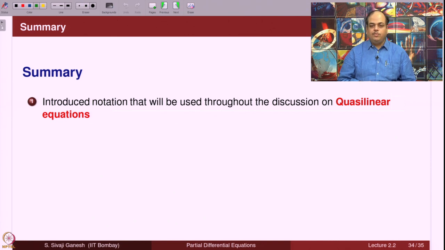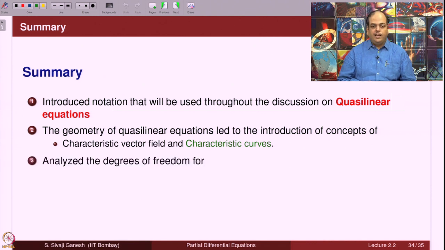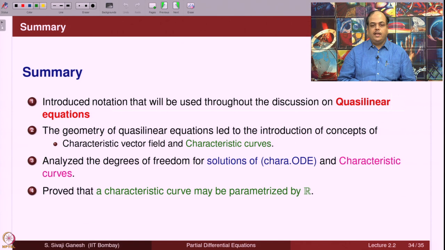Let us summarize what we did today. We introduced the notations that will be used throughout the discussion on quasilinear equations, and then we discussed the geometry of quasilinear equations, which led to the introduction of the concepts of characteristic vector field and characteristic curves. We analyzed the degrees of freedom for solutions of a characteristic ODE and characteristic curves. We proved that a characteristic curve may be parameterized by R. So, using this geometry of quasilinear equations, we will try to solve the Cauchy problem for quasilinear equations in future lectures. Thank you.